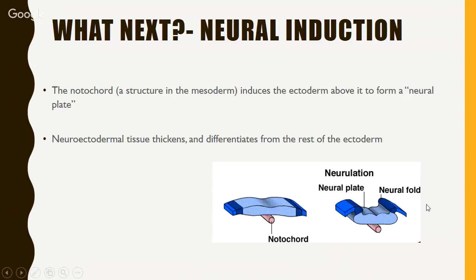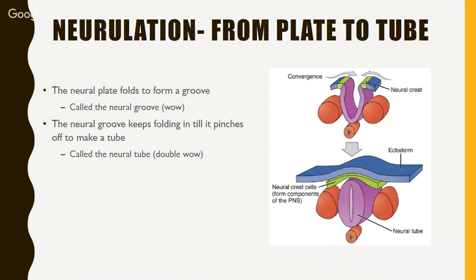So what's the neural plate? It's just a thickening of the ectoderm. This sort of tissue differentiates from the rest of the ectoderm, and we call it the neuroectoderm. Very simple. Not going to go into too much detail. So then the neural plate forms a groove, and now it's called the neural groove. Very simple. So the neural groove keeps on pinching, keeps on folding until it pinches off to make a tube, and at this point it's called the neural tube.